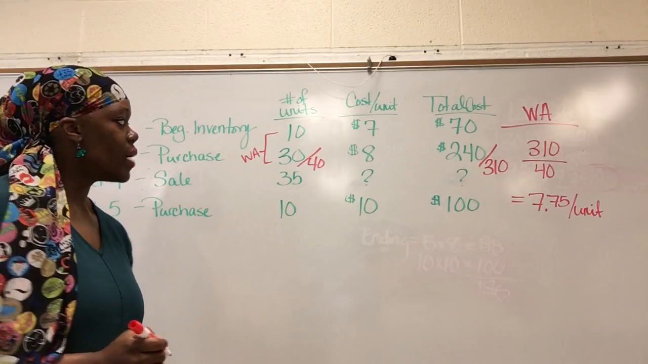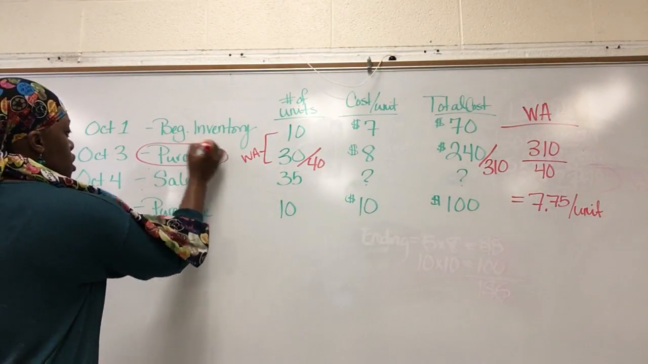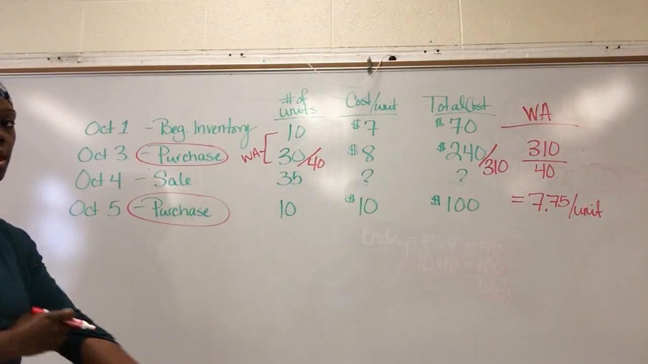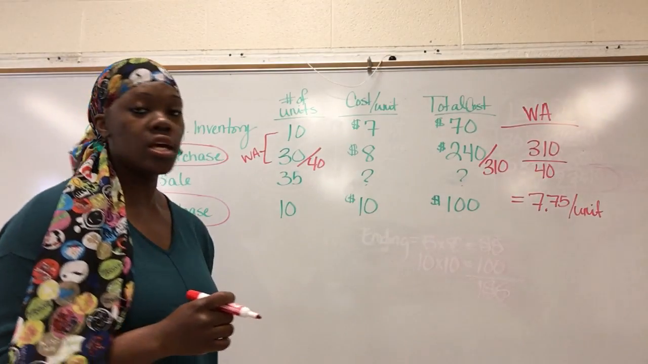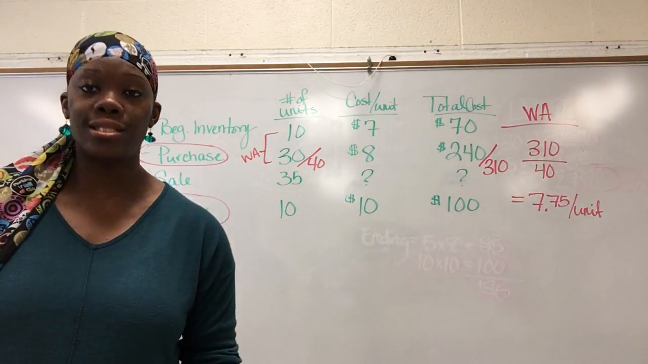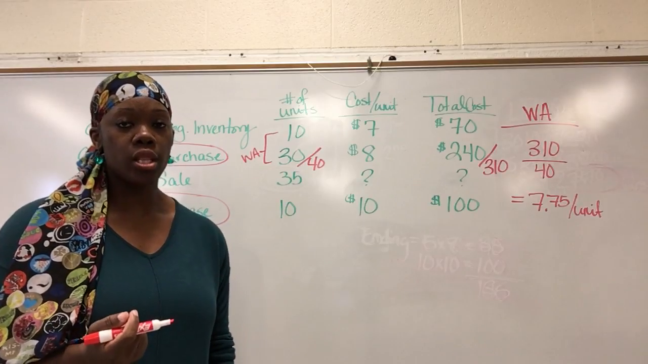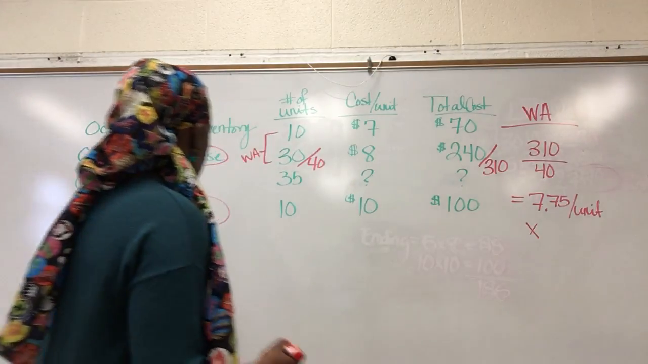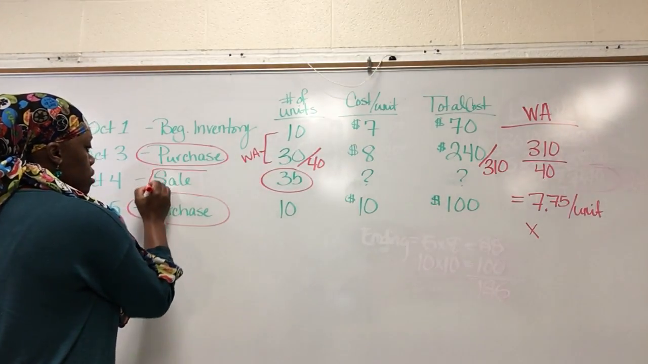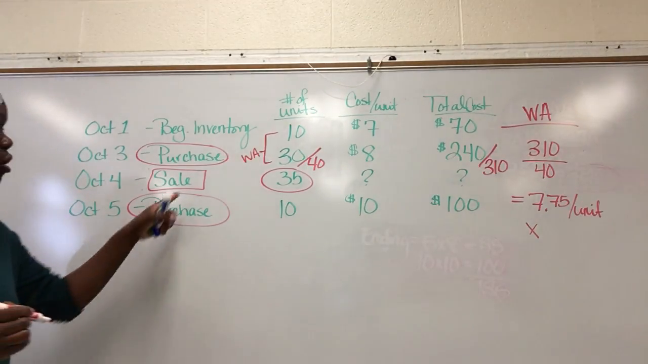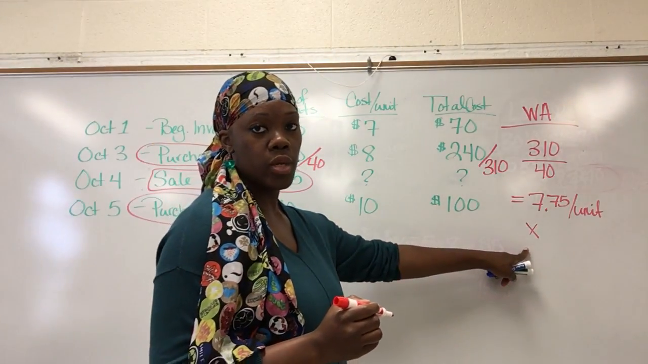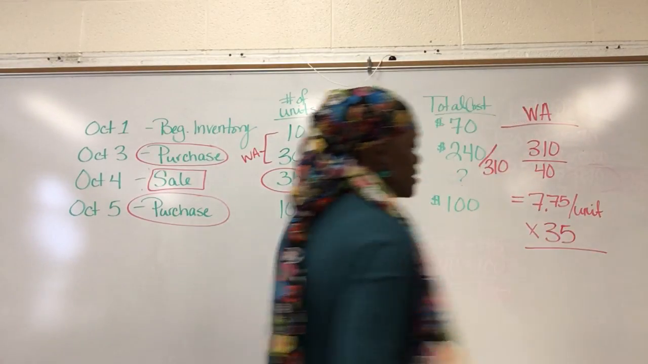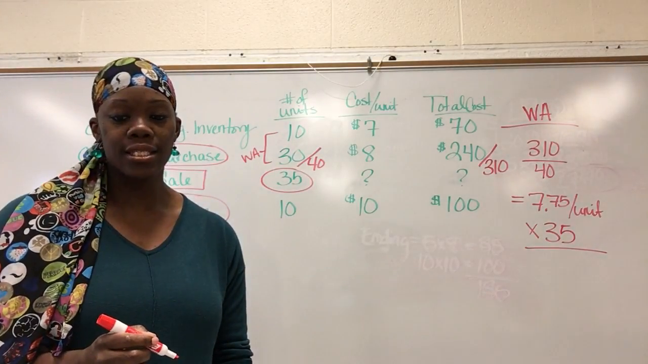So every time we have a purchase, we're going to do this. At each one of these purchases, we stop and do another calculation to calculate the weighted average. From here, our goal is to figure out what our cost is. At this point we have calculated our weighted average, so we can take this dollar amount and multiply it by the number of units that we sell. On October 4th, we sold 35 units. Our cost per unit now is $7.75.